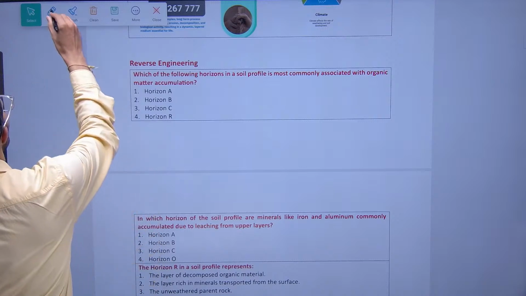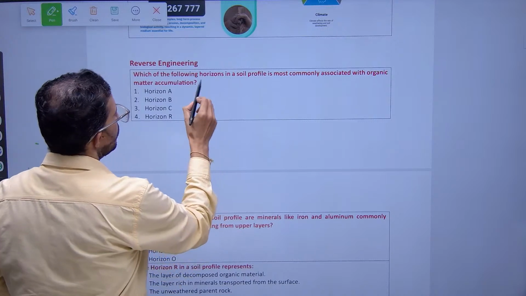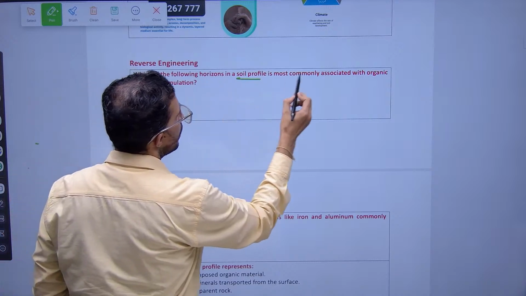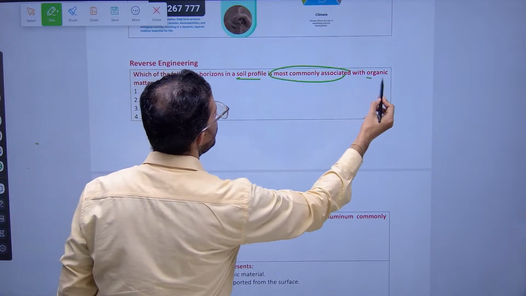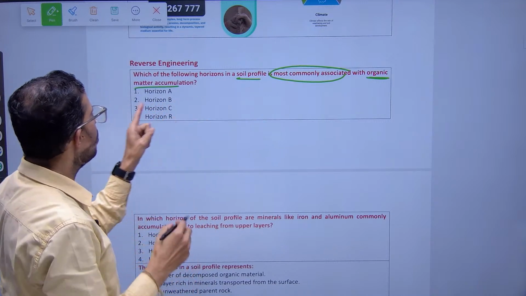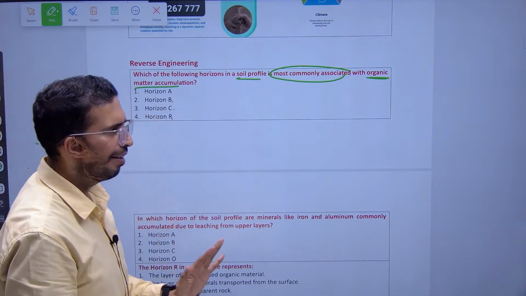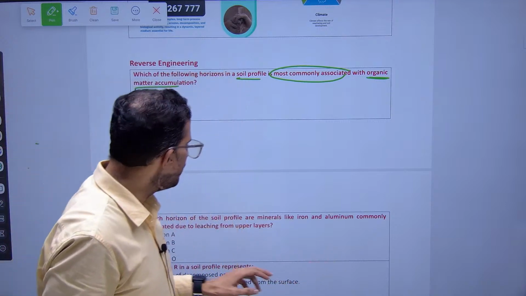First question, which of the following horizons in soil profile is most commonly associated with the organic matter? For organic matter: horizon A, horizon B, horizon C, or horizon R. Just analyze the question. We are going to study it in detail.